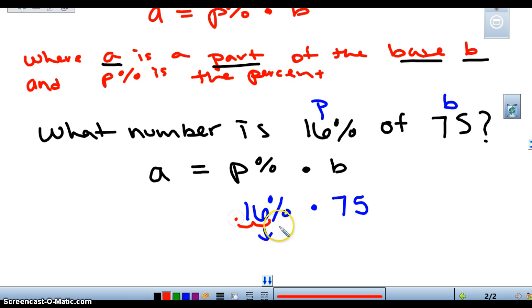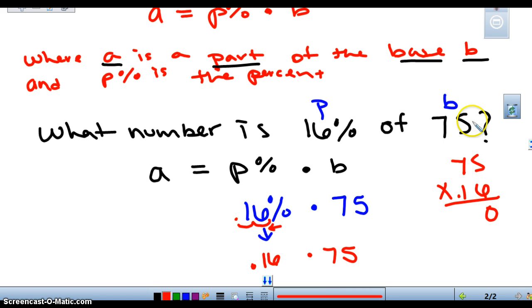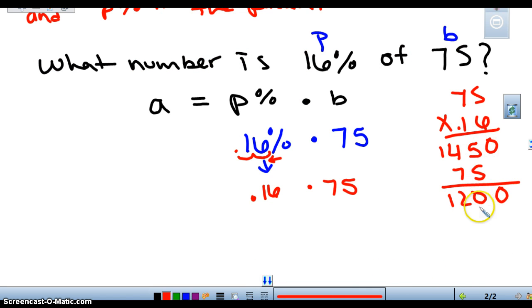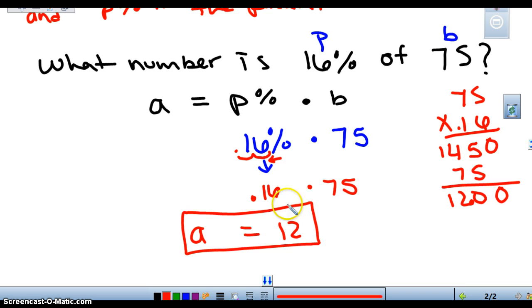So that means 0.16 times 75. You can say 75 times 0.16: 6 times 5, 6 times 7 plus 3, 1 times 5 and 1 times 7. Where does our decimal go? Between 2 and 0. That means that A is equal to 12. In other words, 12 is 16% of 75. Yes or no?